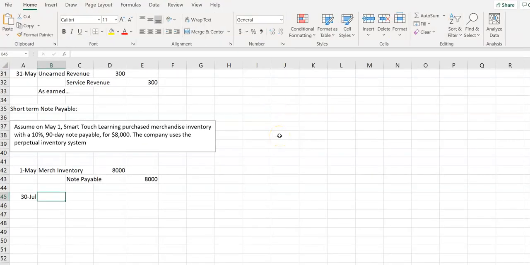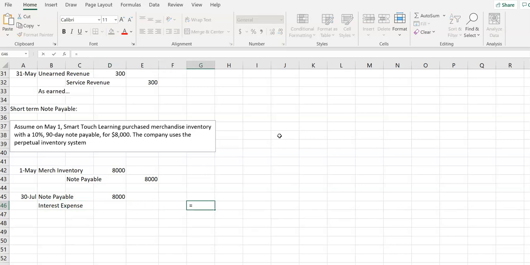All right, so when I go to pay it, I'm going to have my note payable. It's going to come off at the face value of $8,000. I'm also going to have to pay interest expense. All right, my interest expense is the face value of the note times the interest rate times time, and it was 90 over 360 days.